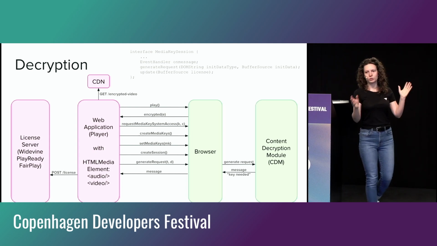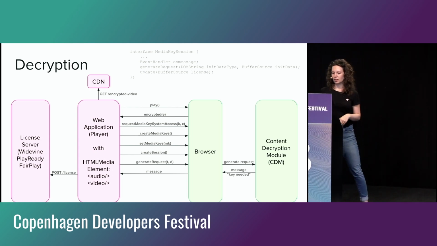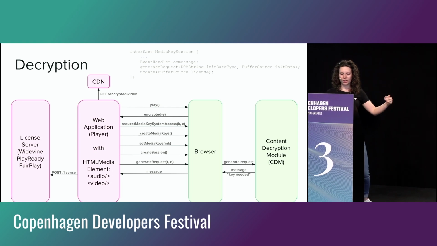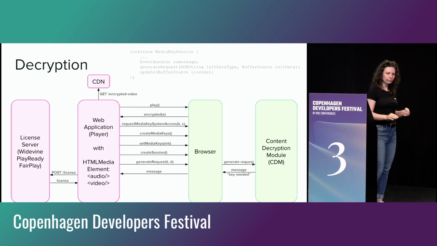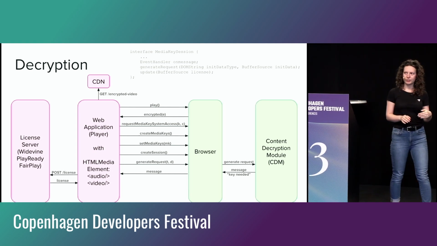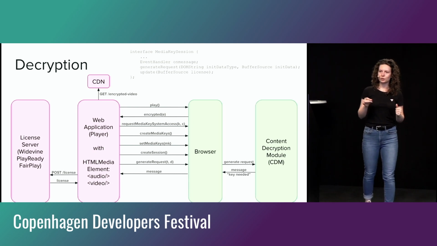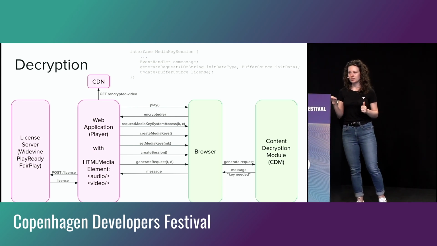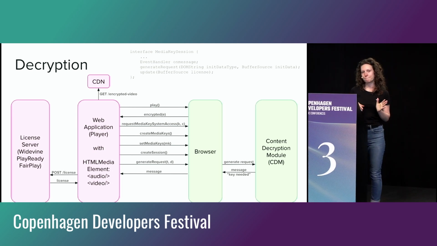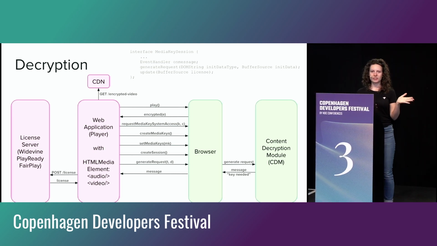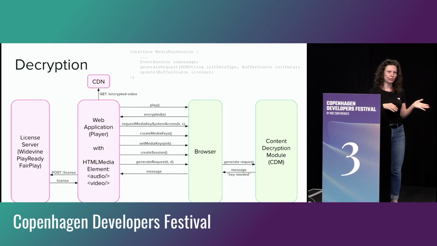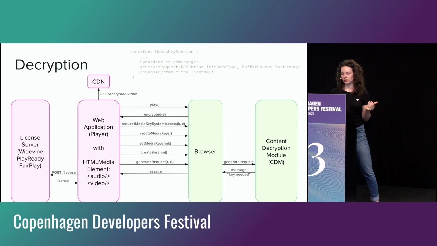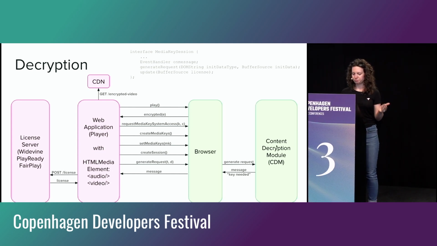And if everything goes well, we get a 204 and so on. We get the license back. And the license here will contain the keys to decrypt the content. It's also very important to mention that the license here is obfuscated. If we look inside the license, we wouldn't really understand what is inside. It's basically understandable only by the content decryption module.